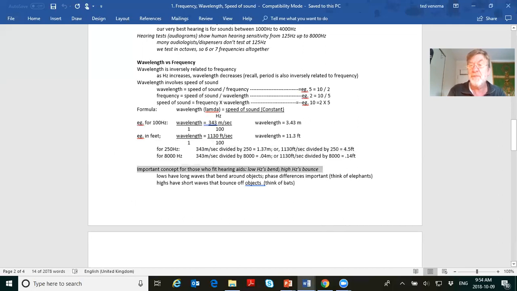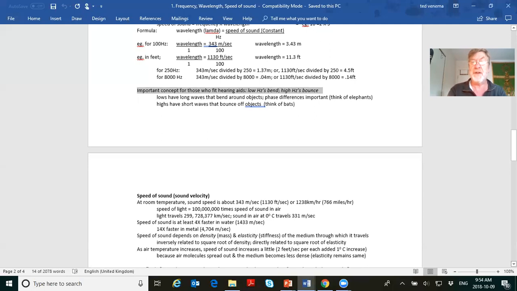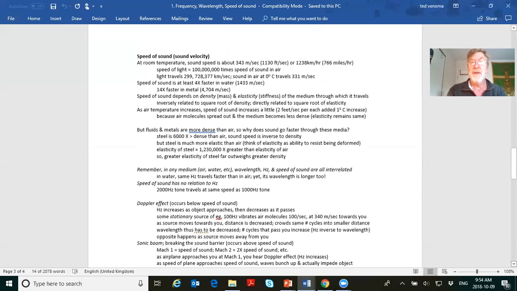Cool. Why is that important for hearing aids? You should have written in your margin there, feedback, the whistle. High frequencies bounce out of the ear canal. Speed of sound. There's something else.